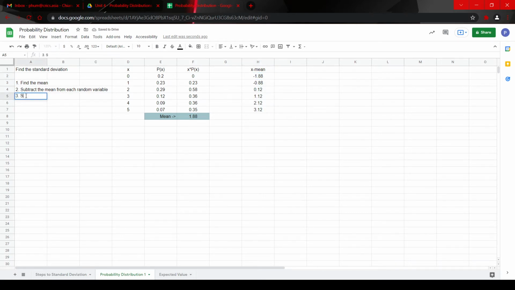The next step is we want to square each value. So this value, we want to square it. So x minus mean squared. So that's equal to this cell, H2 to the power of 2. Again, autofill or click and drag.